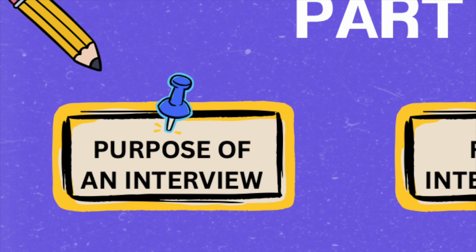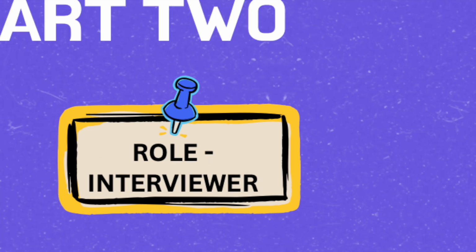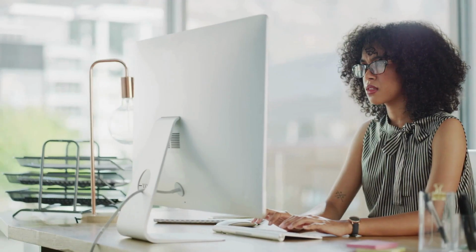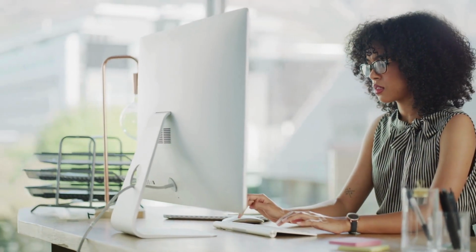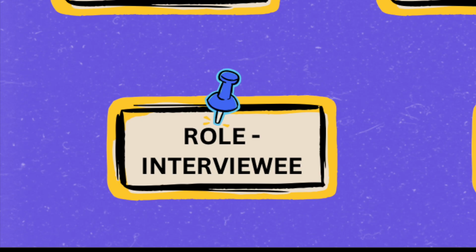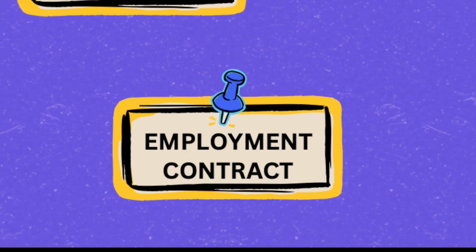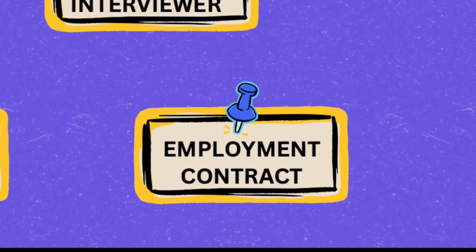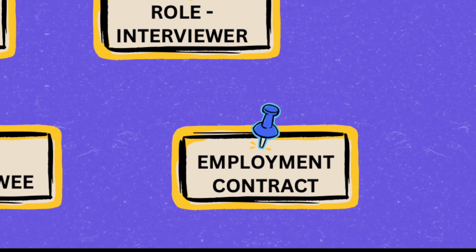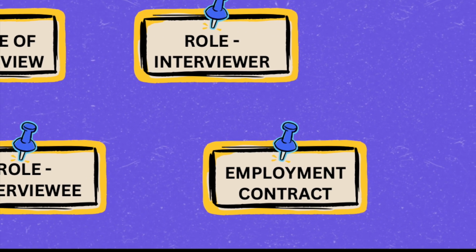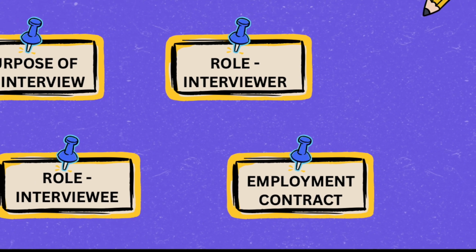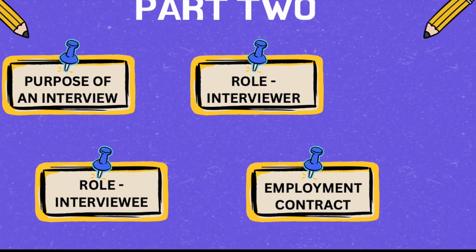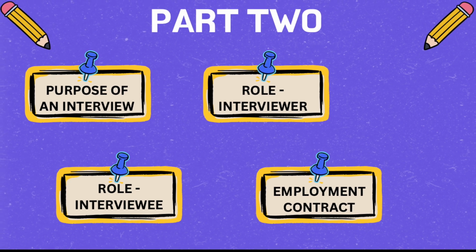We're going to be covering the purpose of the interview and the role of the interviewer before and during the interview. This includes the role of the interviewer before they come into the interview and during the interview. We're then going to cover the role of the interviewee during the interview. And then we are ready to look at an employment contract. And with an employment contract, we're going to look at details of an employment contract as well as the legal requirements of an employment contract.